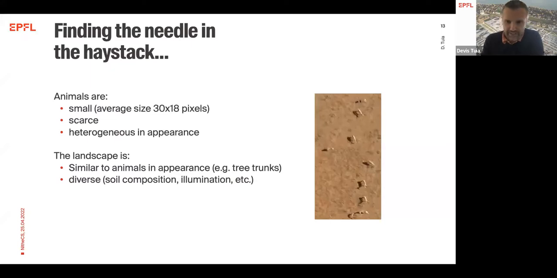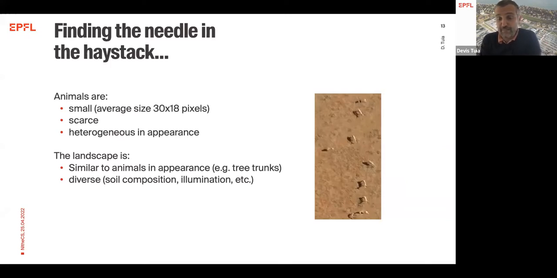This is for a number of reasons. One is what we just saw: the animals are relatively small, about 30 by 18 pixels, where the pixels are on average 5 centimeters long. And there are not many of them. If you look at the entire footage of this first campaign, most of the images will not have any animals, so you can spend a lot of time looking through images where there is absolutely nothing to see. A third thing is that the animals are heterogeneous in appearance, of course.